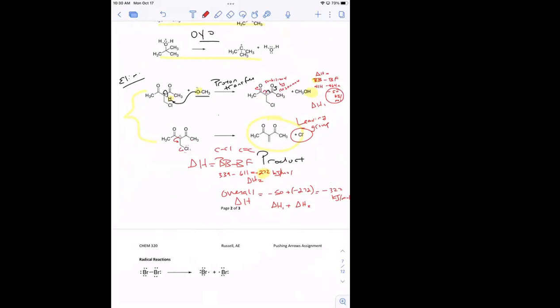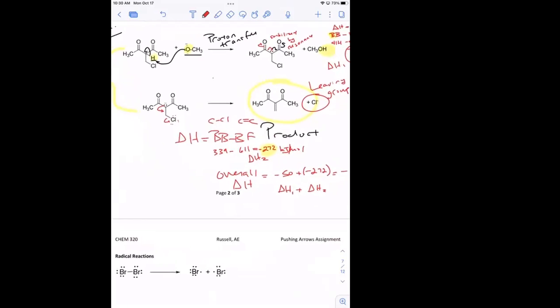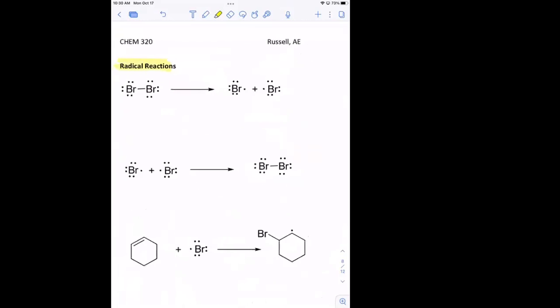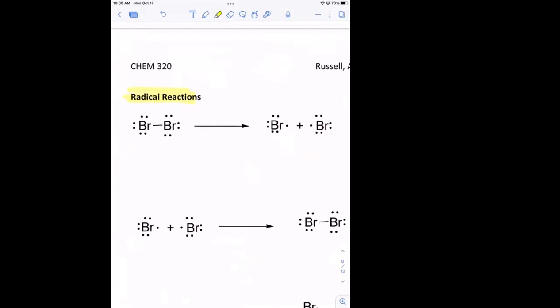Right, let's go to the next section of the handout, which is dealing with radicals. Then we're going to start on a radical substitution reaction. But before we start that, we're going to do a warm-up by understanding how bonds break in a radical fashion. Let's take the top example. If I break that bromine-bromine bond and each bromine leaves with one electron, what do we call that process?